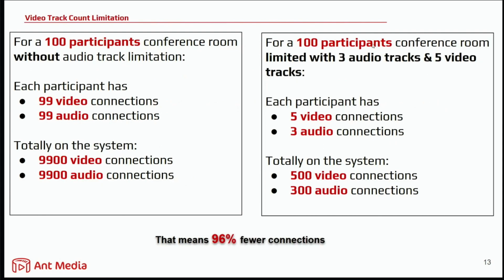Now let's check the effects of this optimization. Now, in our example, beside the audio track limitation, we decreased the video track connections to 5 instead of 99 for a participant. Totally, the maximum number of video connections becomes 500 instead of 9900. Okay, with both limitations or optimizations, the number of connections decreased by 96%. This is a very great number, I think.